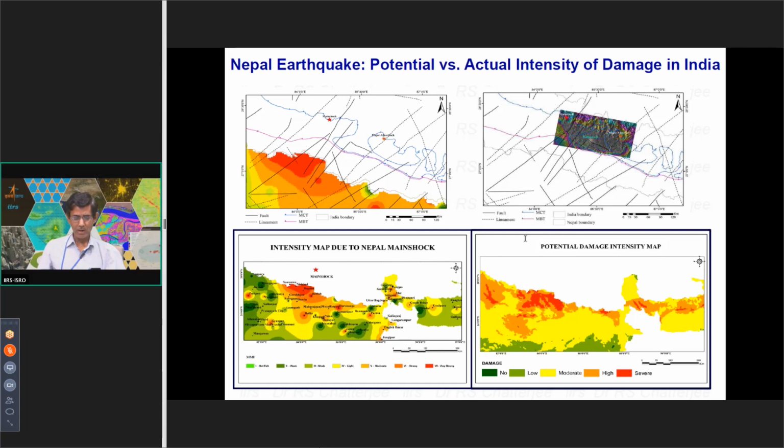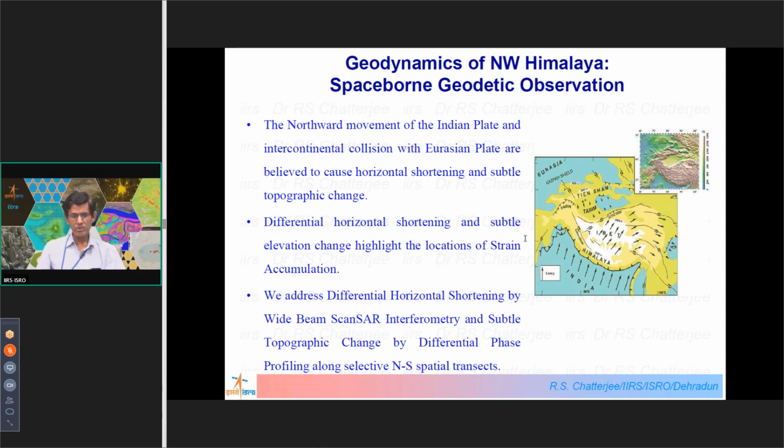And if we compare with the actual observed damage intensity map, it is quite agreeable with these two. These damage intensity maps are quite agreeable with each other. Now coming to interseismic deformation, that is the geodynamics of this area.